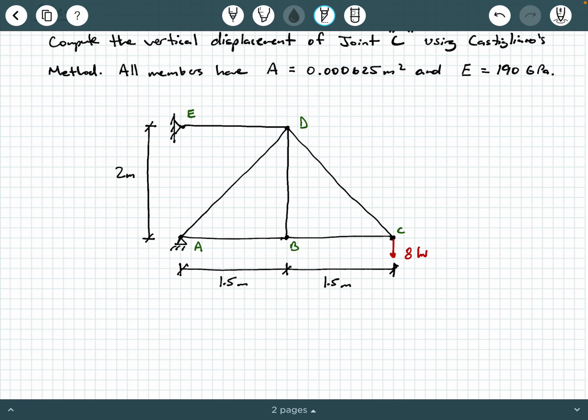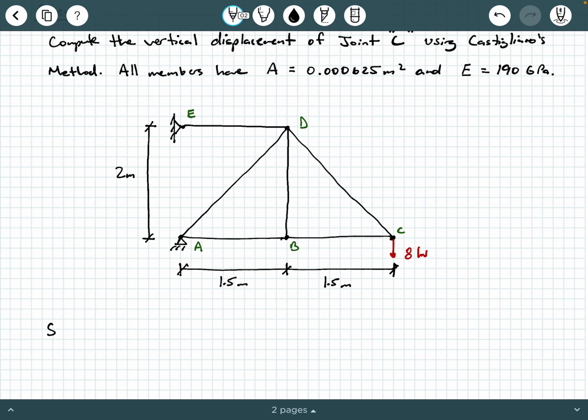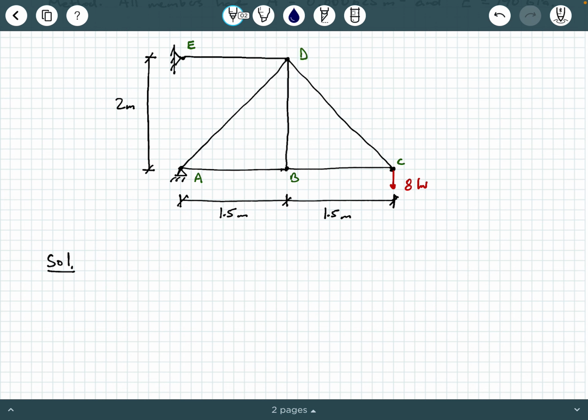Now, before we actually get started with all of our calculations, the first thing we need to do, and this is good practice for us, is to show that the truss is statically determinate. It's always good to double check that for ourselves and make sure we're not thinking something is determinate when in fact it's really indeterminate or vice versa.